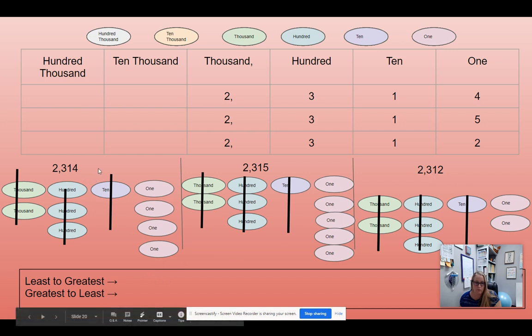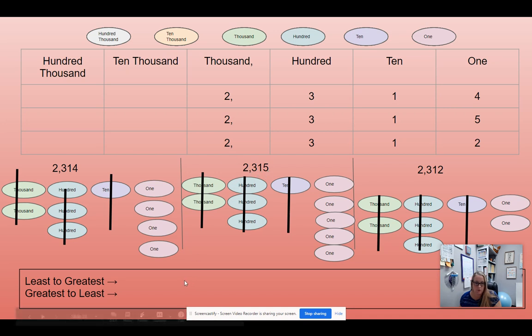Then I look, I have 4 and I have 5. Which one is smaller? That's right, 4 is smaller. So then it's going to say 2,314. And then my final number will be 2,315.